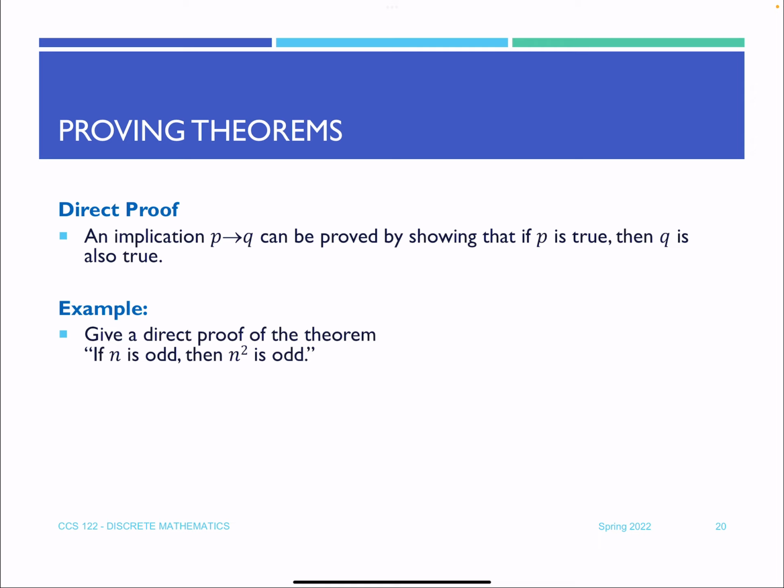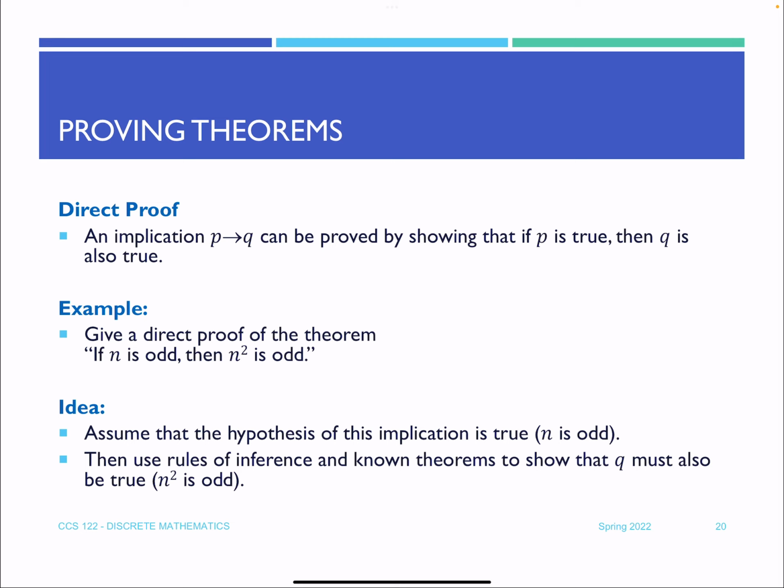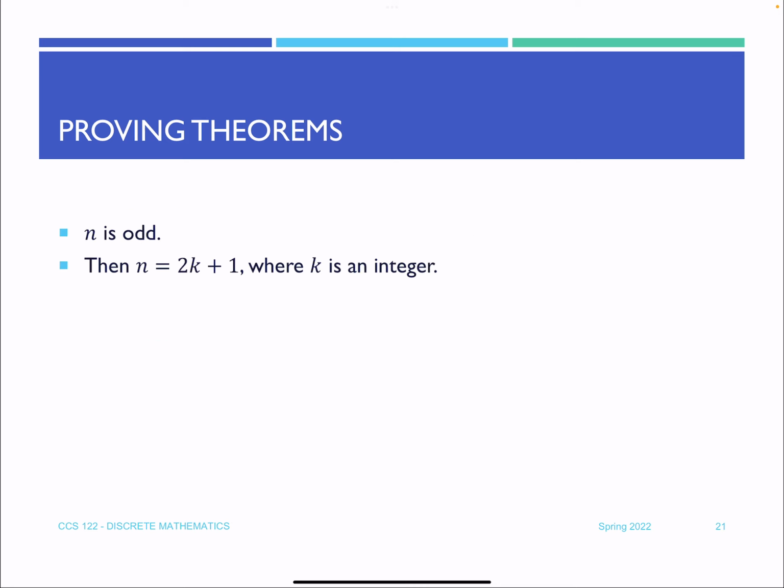For a direct proof of the theorem, if n is odd, then n square is odd. The idea is that we assume that the hypothesis of this implication is true, meaning n is odd, and based on that, we show that the conclusion, n square is odd, is also true. And throughout this, we will only use the rules of inference and any known theorem to show that Q is true if P is true.